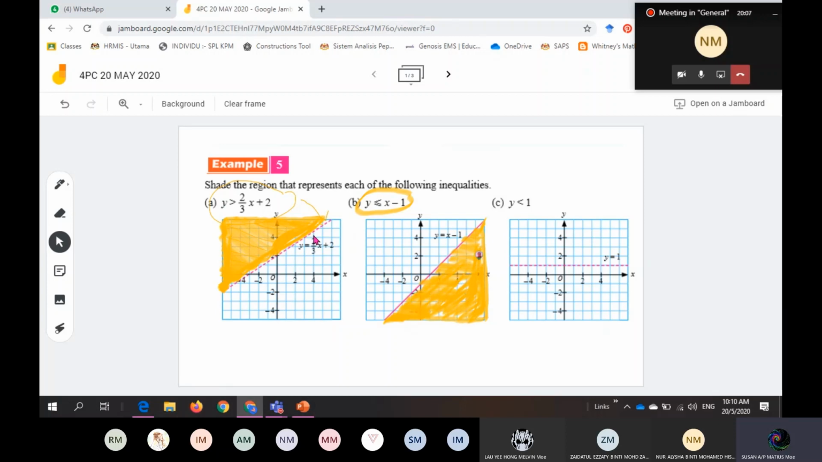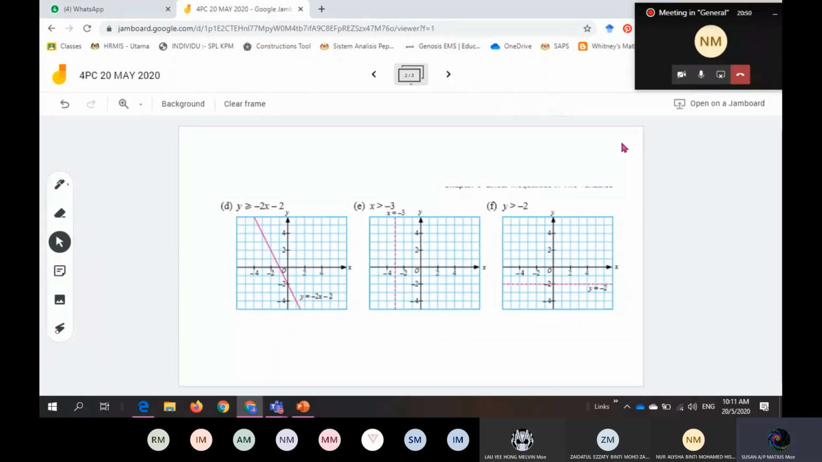The third one is less than 1. That's the reason why they use a dash line. When it is less than 1, that means it shows something which is below as well. Again, the same thing, guys. So wasn't that easy? So this is question A, B, and C. I will also show you question D, E, and F.